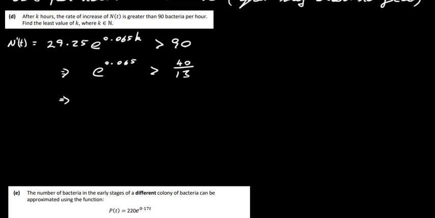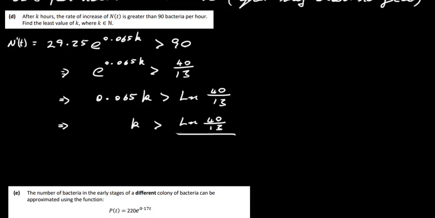Now again, just take the log of both sides. So on the left-hand side you get 0.065k, and on the right-hand side the log of 40 over 13. Next thing to find k is just divide the left and right-hand side by 0.065. So we have log of 40 over 13, divided by 0.065. That means k has to be greater than 17.29. It goes on after that.